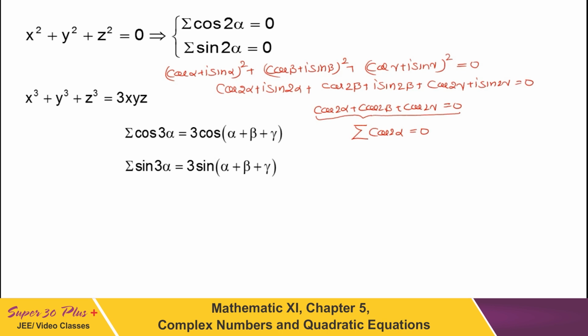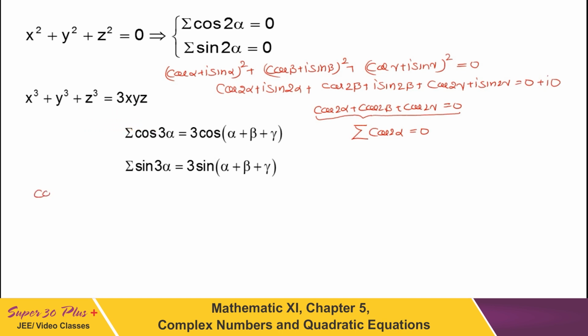It is equal to sin 2 alpha plus sin 2 beta plus sin 2 gamma is equal to 0, because this expression is 0 and it is a complex number. So we are going to compare with 0 plus iota 0, meaning the sine of this system is also 0 and cos is also 0. Similarly, as we know, x cube plus y cube plus z cube is equal to 3xyz.